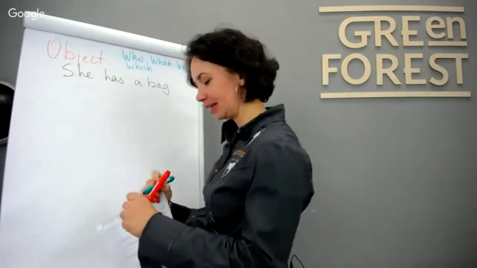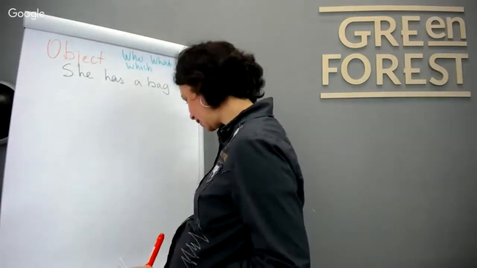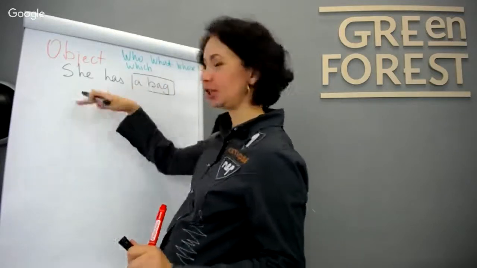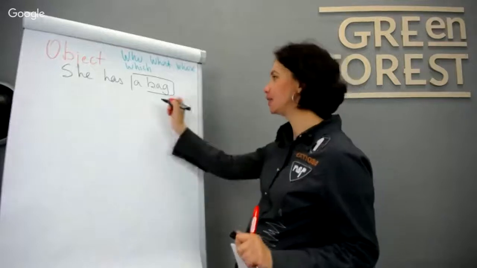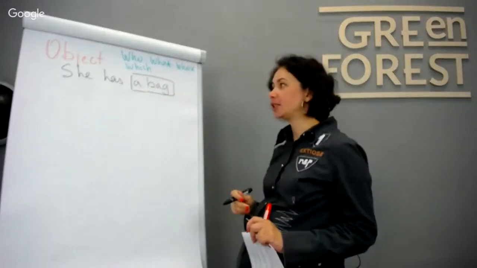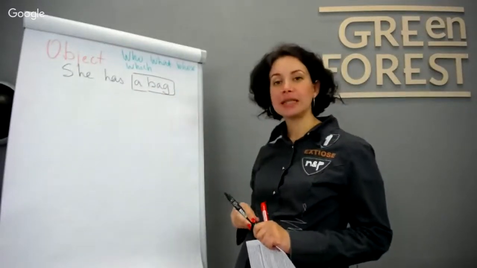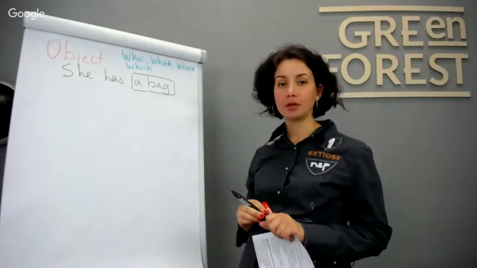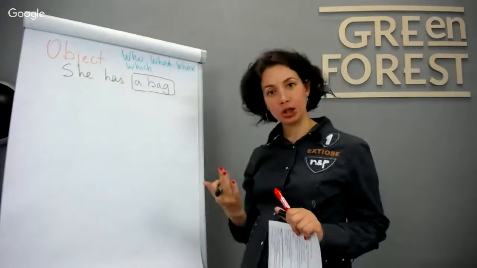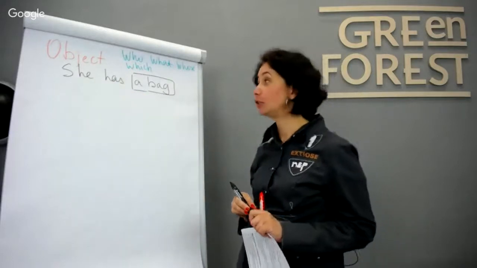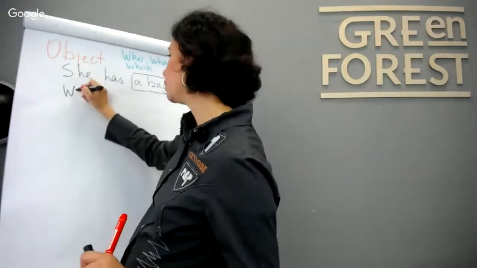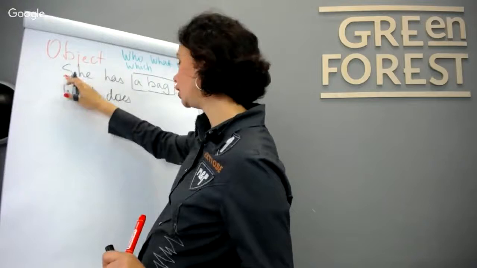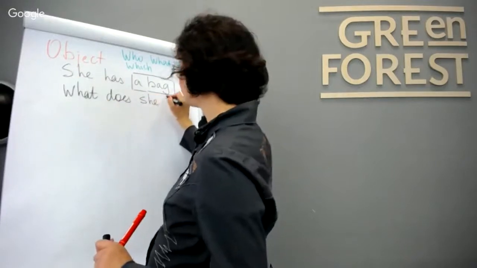I will write like this. She has a bag. A bag is the object because she is the subject. We have already discussed it. So how to create the question? We identify, first of all, the tense. The tense is present simple. If it is present simple, we need the auxiliary verb do. But as we have here she, we need to use does, not do. So the question is, what does she have?